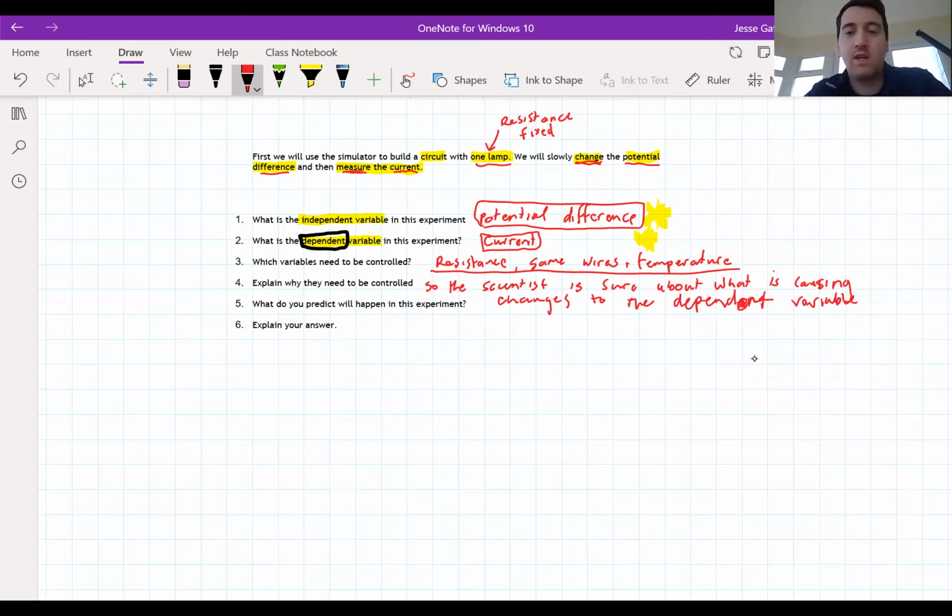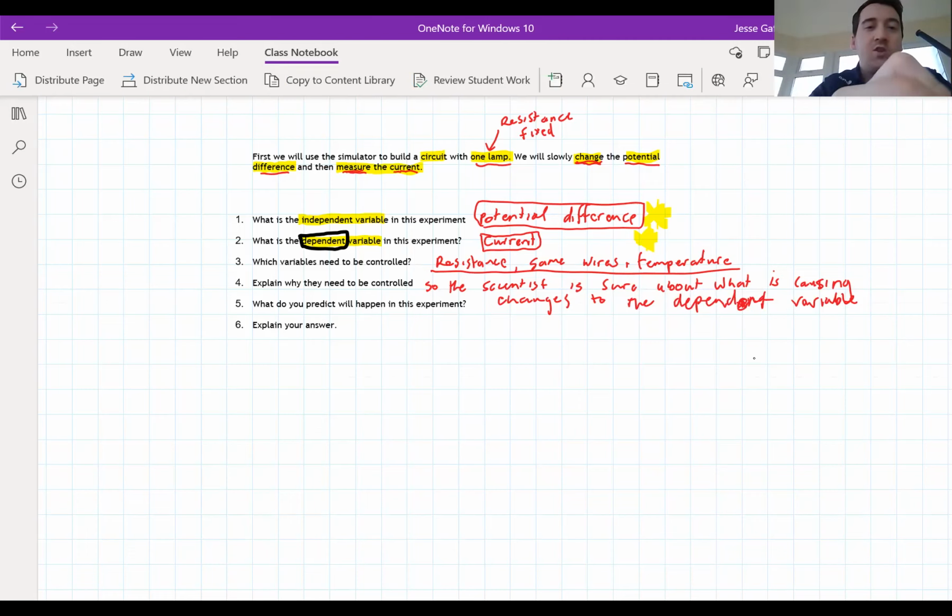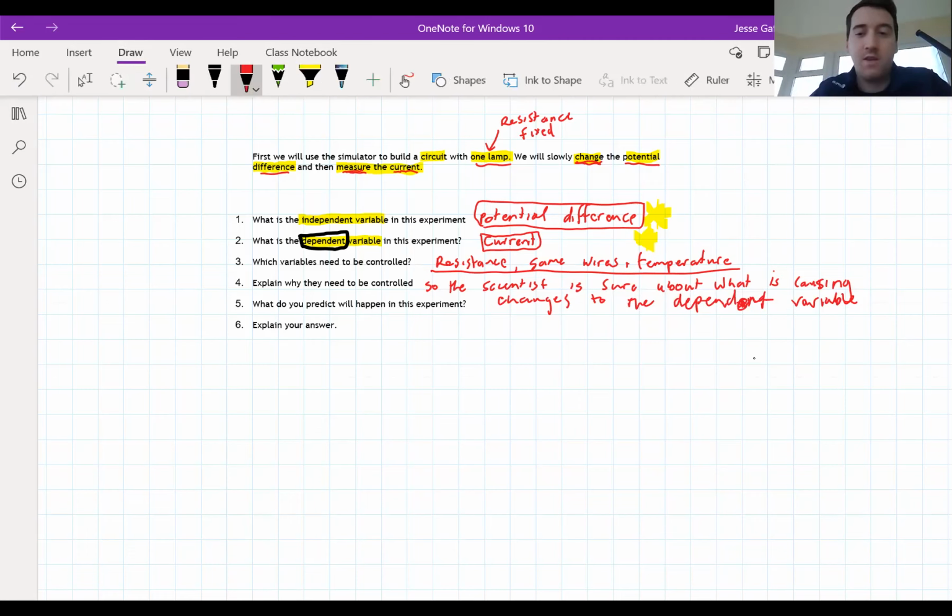If they let more than one thing change, so they let the potential difference change and they let resistance change and they let the wires change, then they can't be sure about what is actually causing the changes to the dependent variable. It's not a fair test anymore. So that's why it's important. So you should definitely mention scientists being sure of, you should have this phrase in there. What is causing changes to the dependent variable? That should be in your answer for sure.